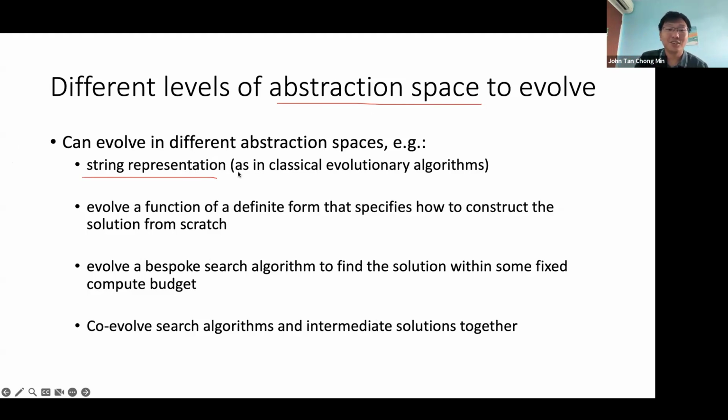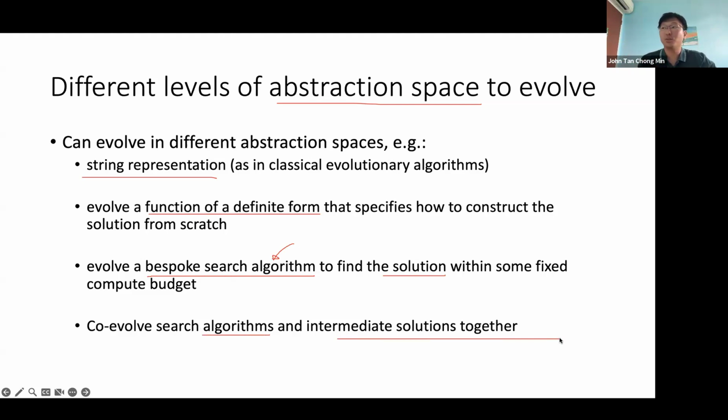You can also evolve a function of a definite form. You can evolve a search algorithm to find the solution, all right? So basically this search algorithm can be used to select good samples, or this problem might be a search function itself to find across a wide range of possibilities. So that could be the answer. And you can even evolve your algorithms and the search together. So many different ways to evolve this.